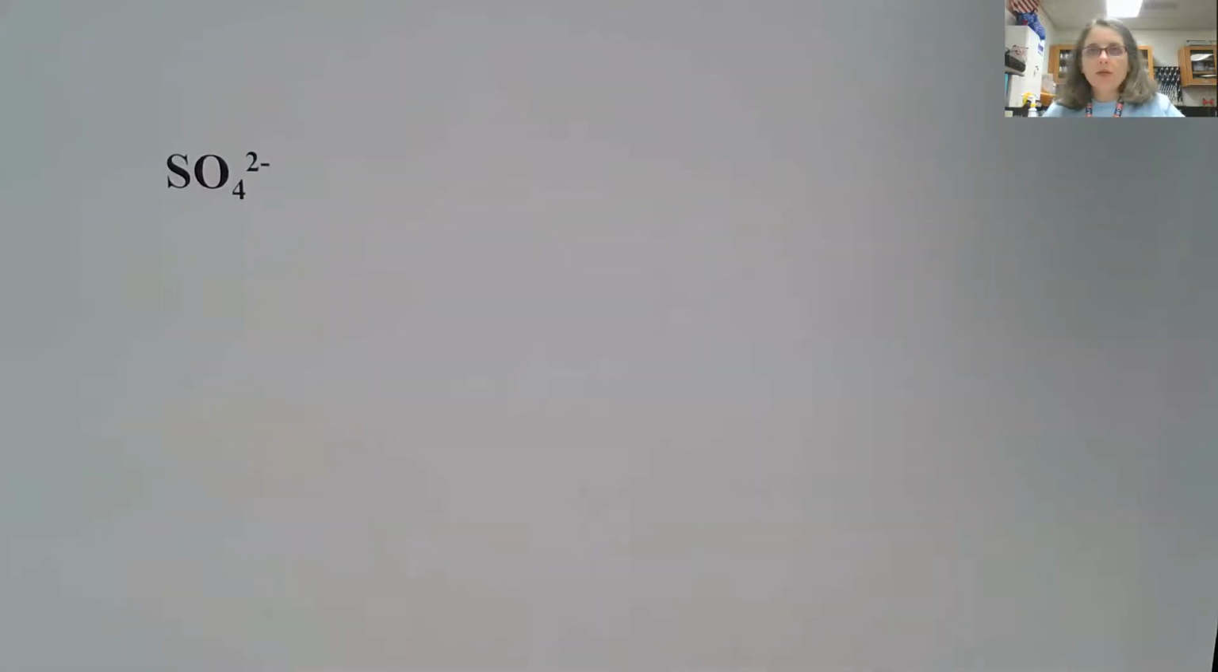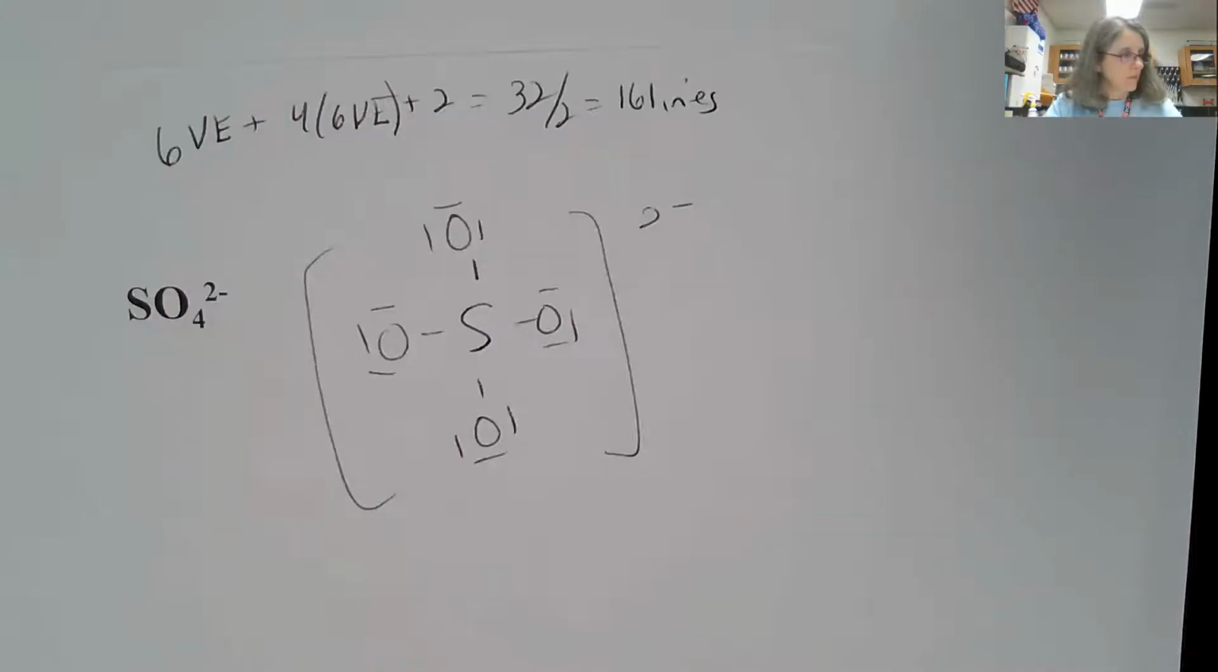So see if you could do SO4 2- on your own. So SO4 2-. So count up the valence electrons, put sulfur in the middle, attach the oxygens, and see if you can complete the octet. So please pause the video, and then when you see it next, you will see an answer.